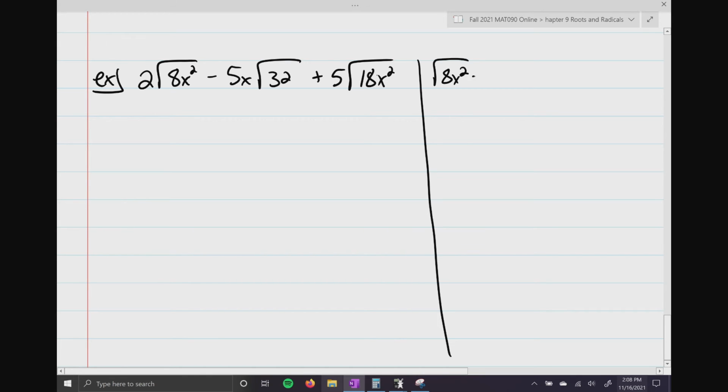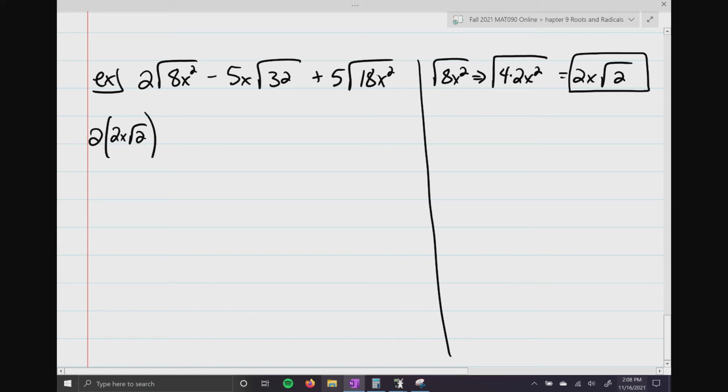Square root of 8x squared is going to be 4 times 2x squared. Square root of 4 is 2. We know we can pull out 1x. And we have a square root of 2 left over on the inside. So what I'm going to do is I'm going to say 2 times 2x square root of 2 minus.